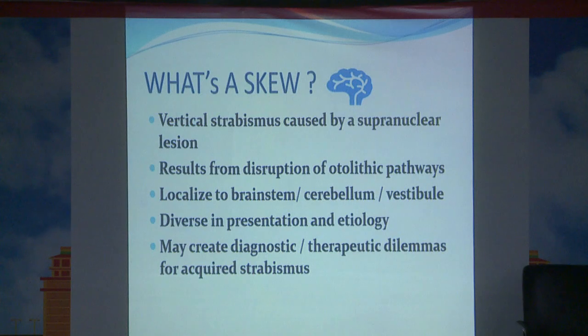So they localize to the brainstem or cerebellum or vestibule, because that is the main part of the brain. The cerebrum part has come later. It is a later addition, you can say, extra baggage. So they are a form of the basic brain. Now they are diverse in presentation and etiology, and may create diagnostic and therapeutic dilemmas in acquired strabismus, because at times they mix up with superior oblique palsy, inferior oblique palsy, and a lot of other things.